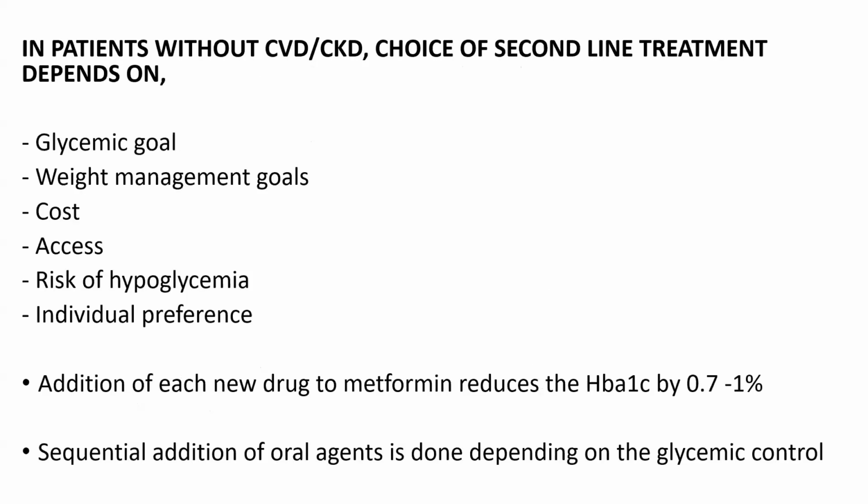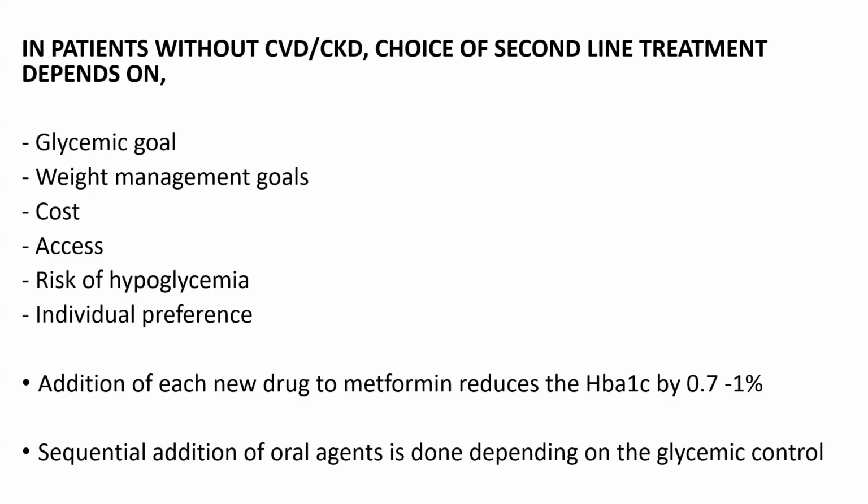Yes. So, moving on from SGLT2 inhibitors to how we go about intensifying treatment. We discussed what to do if the patient has a CVD risk and what to add. But here we are discussing patients who do not have CVD risk or CKD. Then the choice of second line treatment depends on many other factors. One is the glycemic goal and the weight management goals, and of course the cost and access to the drug, the risk of hypoglycemia, and the individual preference.